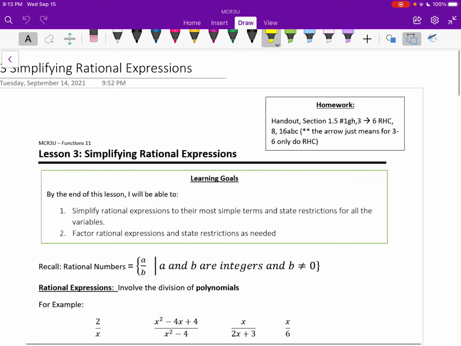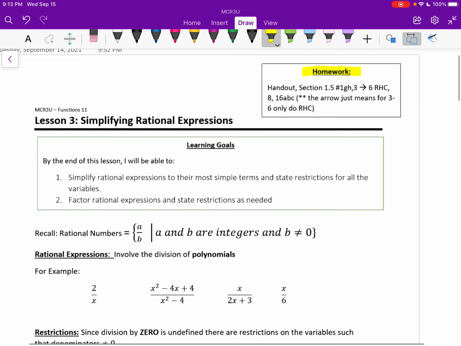You do have homework for this one. It's just that same worksheet that I handed out earlier. It's a handout, section 1.5 is what you're going to be covering. Numbers 1, G and H, 3 to 6, R, H, C. That means that for numbers 3 to 6, you're only doing R, H, and C. 8 and 16, A, B, C. I was just clarifying that the arrow just means that you're only doing R, H, and C for that one.